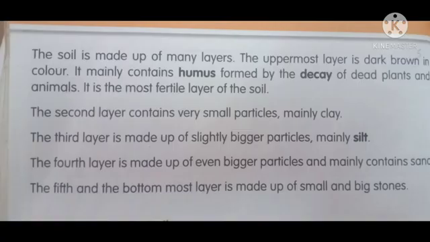Yes children. Now you can turn the page. See, the soil is made up of many layers. The uppermost layer is dark brown in color. It mainly contains humus formed by decay of dead plants and animals. It is the most fertile layer of the soil. The second layer contains very small particles, mainly clay. The third layer is made up of slightly bigger particles, mainly silt. The fourth layer is made up of even bigger particles, mainly sand. The fifth and bottommost layer is made up of small and big stones.